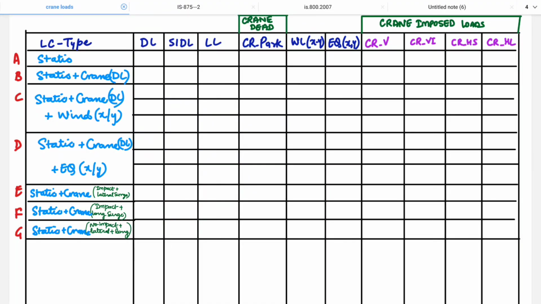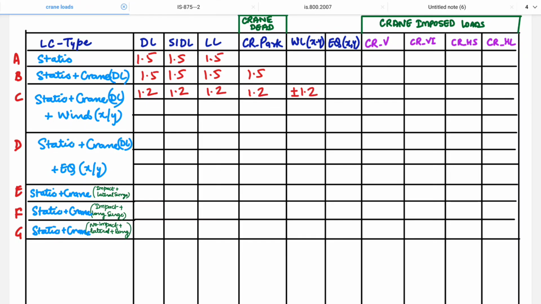Now let's start. This is as per IS 800. So this is 1.5, 1.5, 1.5. Again, next we'll also include the crane load. Then we have 1.2, 1.2, 1.2, then 1.2 and plus minus 1.2.